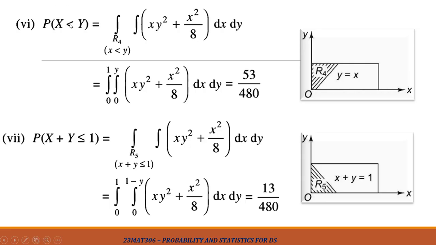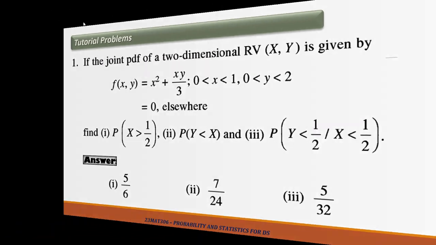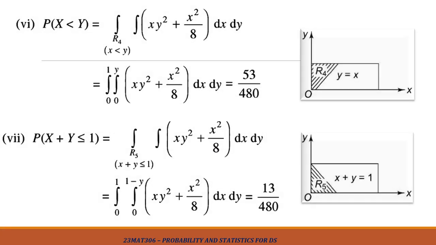Here, P of x less than y. X less than y is given. So the x value starts from 0 and ends at y. Just substitute here, and there is no change in the y value, so keep the limit as 0 to 1.